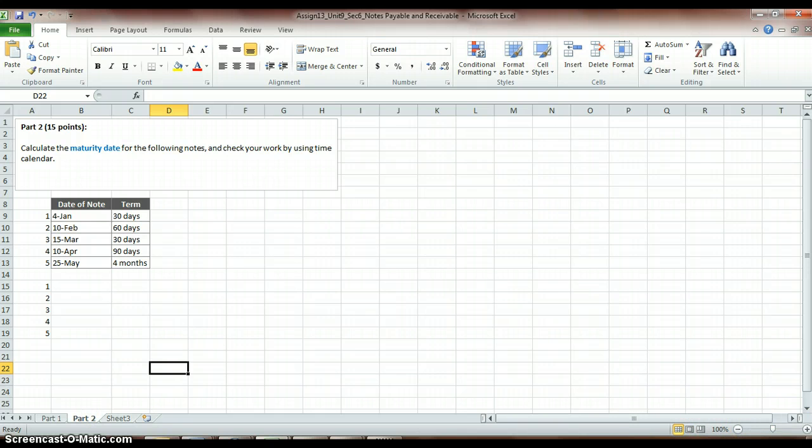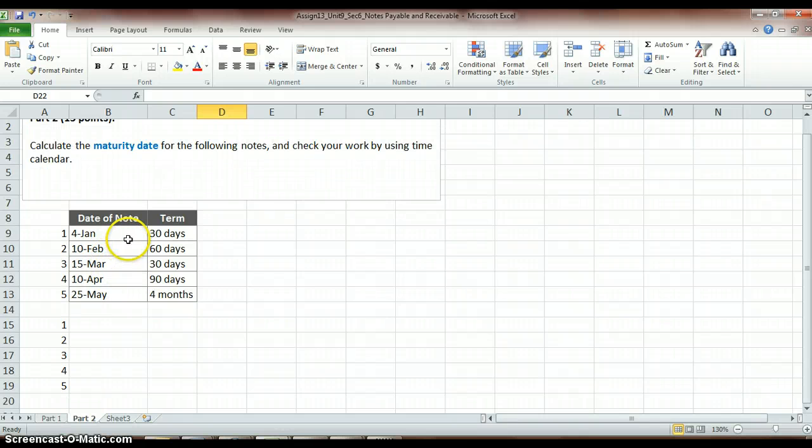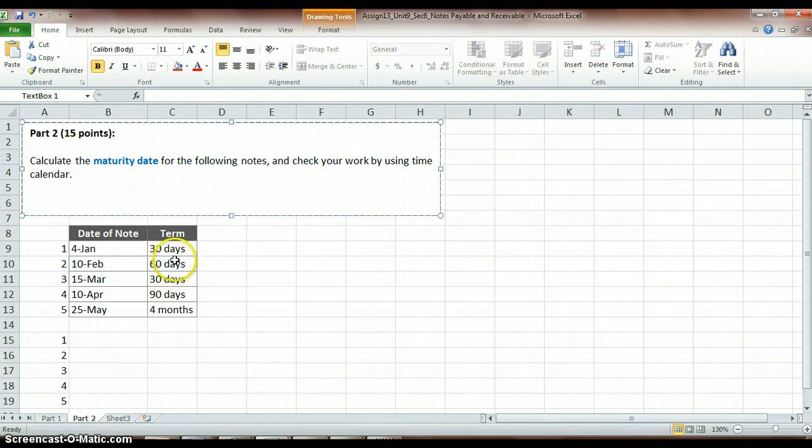And then on part 2, we are finding the maturity date. This can get kind of tricky if you don't know how many days are in the month, so I definitely suggest you might want to pull out a calendar. Basically all you do is find the maturity date, so when the term is over.